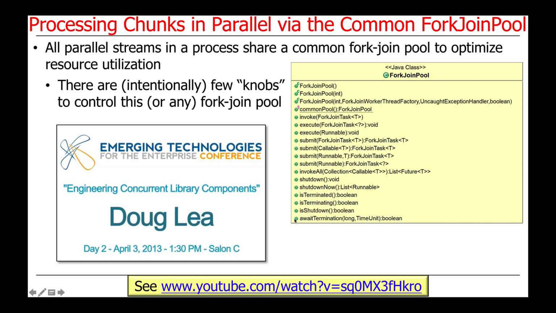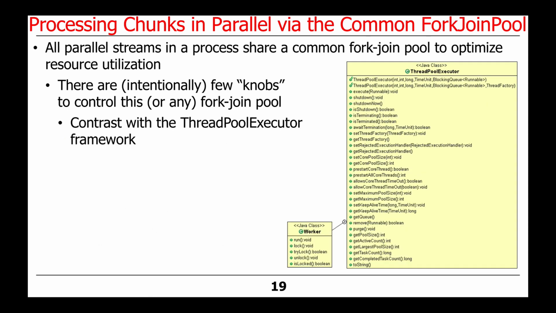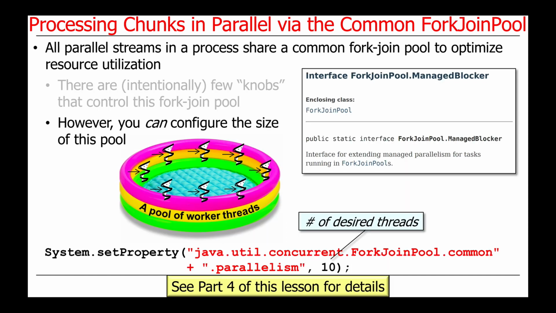And if you want to learn more about why that's the case, you should watch this great video by my friend Doug Lee, who wrote all this stuff. You can find it on YouTube. And he explains sort of why they did the fork join pool the way they did it. And it's really, really interesting in terms of thinking about how to optimize the performance of parallel computing applications on modern multi-core processors. And a lot of the stuff there is non-intuitive. In contrast, the thread pool executor framework, which we won't really cover in depth in this course, but we'll cover in the spring, has lots and lots of knobs.